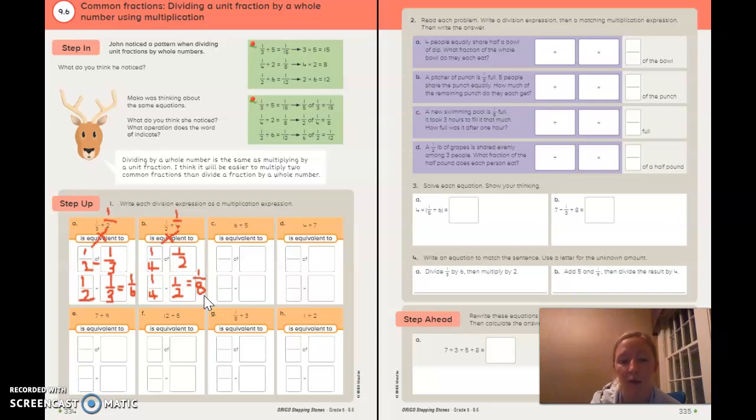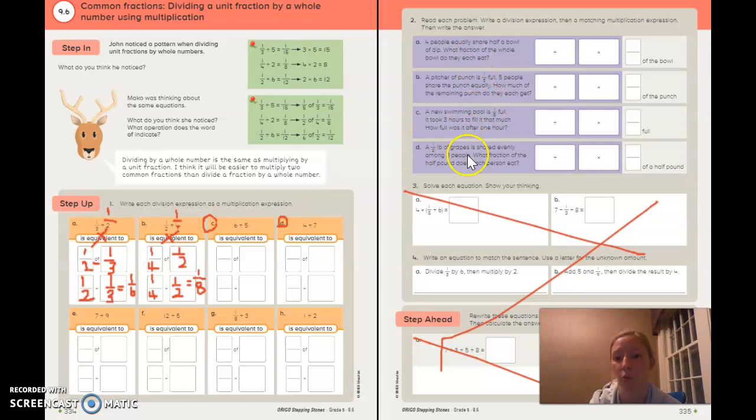Okay, I want you to try C and D, and then I want you to pick any one of these. You do not have to do all of them, just pick one that you want to solve on your own. Okay, you don't have to worry about this or the step ahead, none of that stuff. Finish C and D on this, and then pick one of these to solve on your own. Okay, Zoom me if you have any questions. I'd be happy to help.